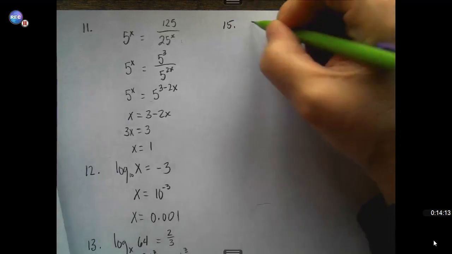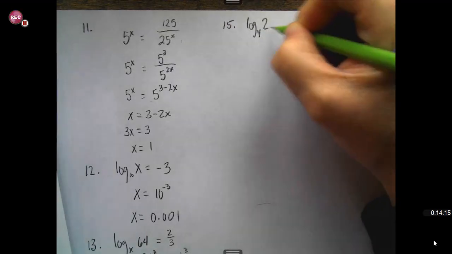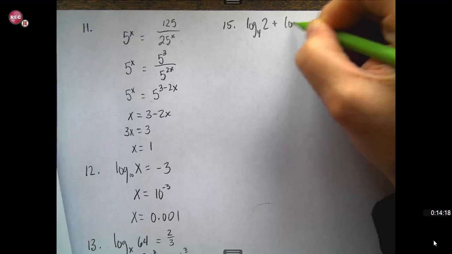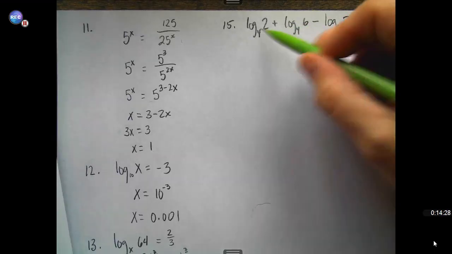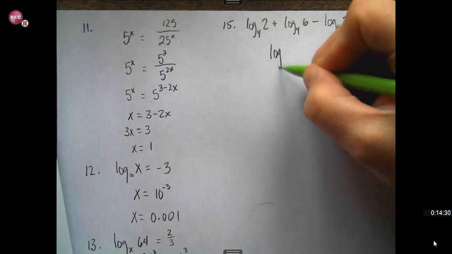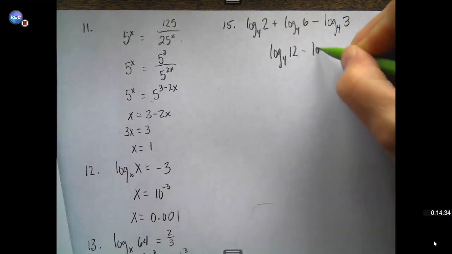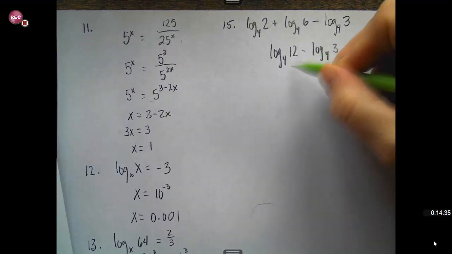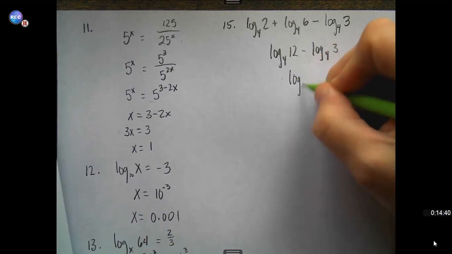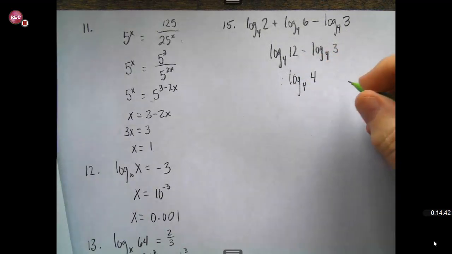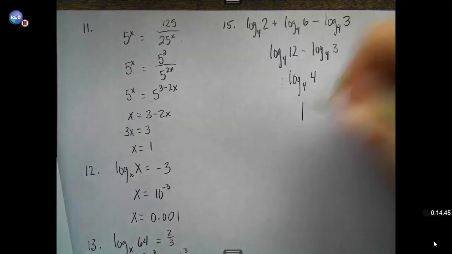15. Log to the base 4 of 2 plus log to the base 4 of 6 minus log to the base 4 of 3. So these first two would combine to be log to the base 4 of 12. And then log to the base 4 of 12 minus log to the base 4 of 3 would be log to the base 4 of 4. Log to the base 4 of 4 is 1. That worked out nice.